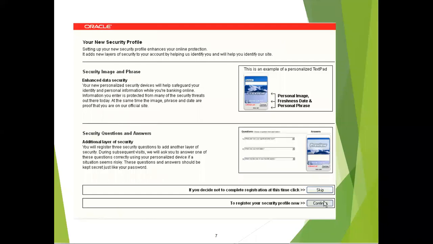It checks whether this is a new user or an already registered user. If this is a new user, OWM will say, okay, register yourself. It will present you a security question and answer, ask you to select an image, and ask you to select your phrase. This way you actually register yourself.